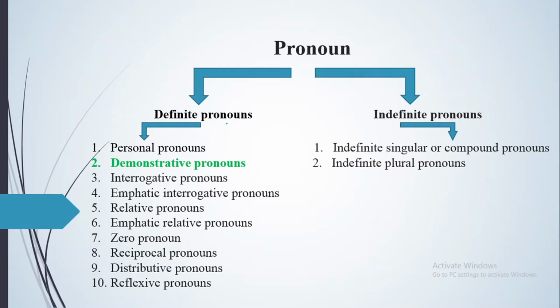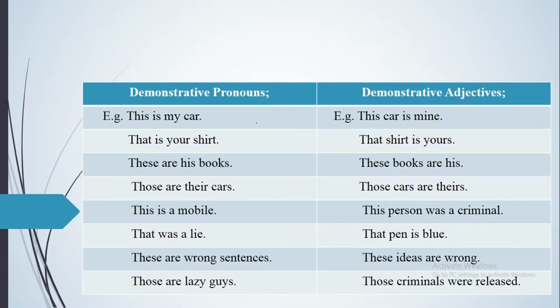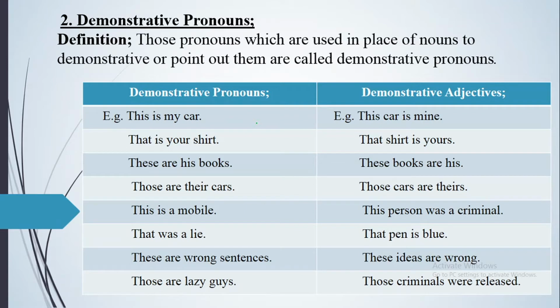Today we have got the second kind of pronoun, the definite pronoun, that is known as the demonstrative pronouns. So what are the demonstrative pronouns? Let's discuss. The definition of demonstrative pronouns is: those pronouns which are used in place of nouns to demonstrate or point out them are called demonstrative pronouns. Demonstrate means to point out.